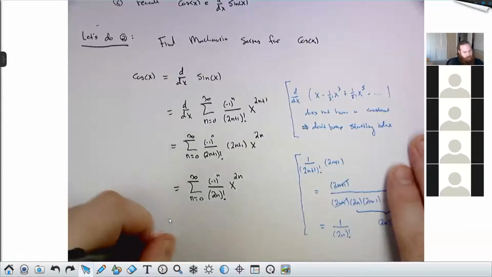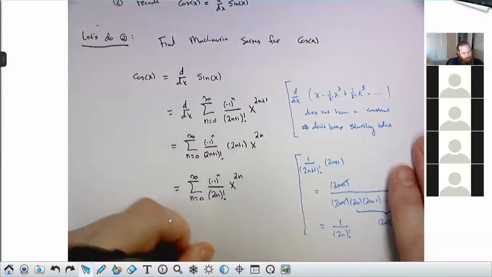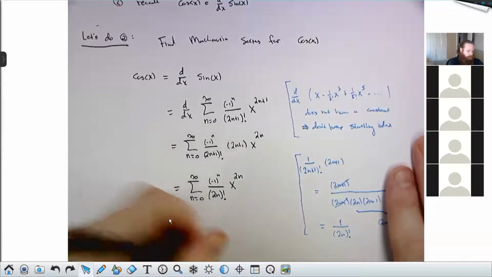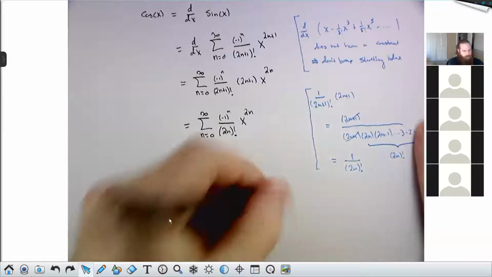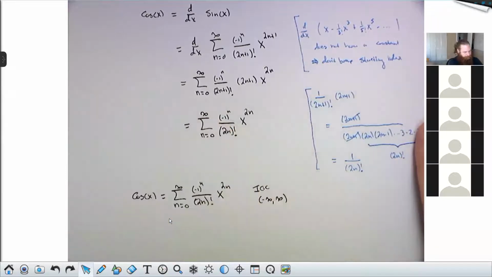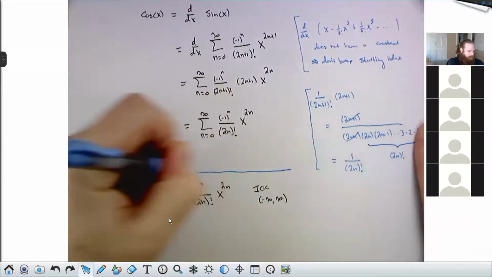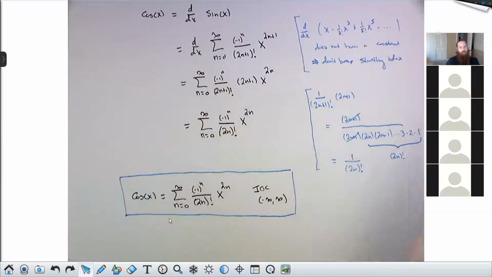Cos x has power series expansion sigma n from 0 to infinity, negative 1 to the n over 2n factorial, x to the 2n. Very similar looking to the series for sine. It's just that this is the even terms, whereas sine is the odd terms. And the interval of convergence here is again negative infinity to infinity, because when you integrate or differentiate a series, the radius of convergence can't change. The radius of convergence for the sine series was infinite, so the radius of convergence for the cosine series has to be infinite as well.